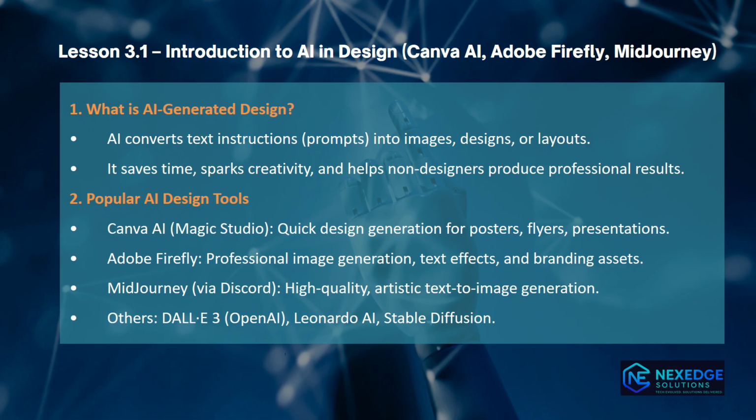And the third one is Midjourney. This can be used via Discord. It gives high quality artistic text to image generations. And the other one we have, which is DALL-E, is also a feature of ChatGPT, which is created by OpenAI. Then Leonardo AI, Stable Diffusion.